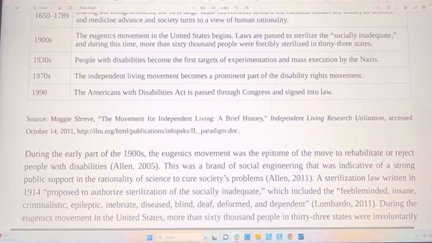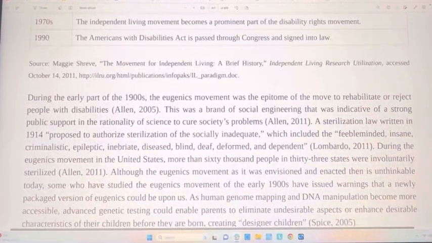1970s, the independent living movement becomes a prominent part of the disability rights movement. And if you want to look up the term LRE, least restrictive environment, the disability rights movement has a lot to do with LRE and their civil rights. 1990, the Americans with Disabilities Act is passed through Congress and signed into law. I believe that was the George Bush administration, though I'm not 100% sure.